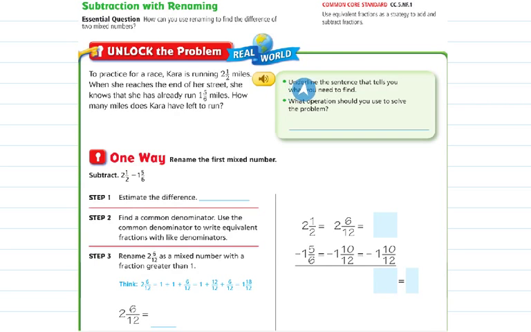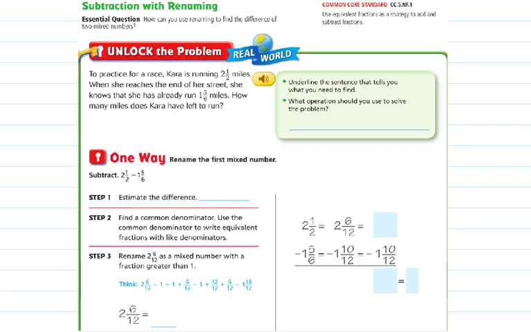So first it says, underline the sentence that tells you what you need to find. And secondly, it says, what operation should you use to solve the problem? So we're going to start here at the real world to unlock the problem. To practice for a race, Kara is running 2.5 miles. When she reaches the end of her street, she knows that she has already run 1 5/6 miles. How many miles does Kara have left to run?